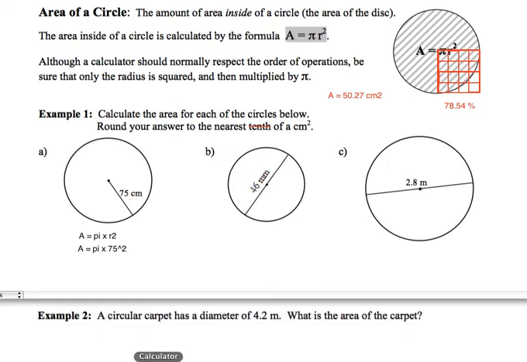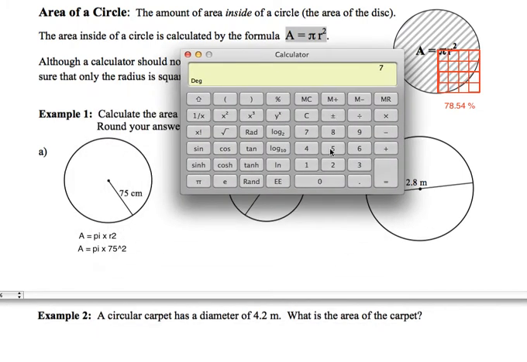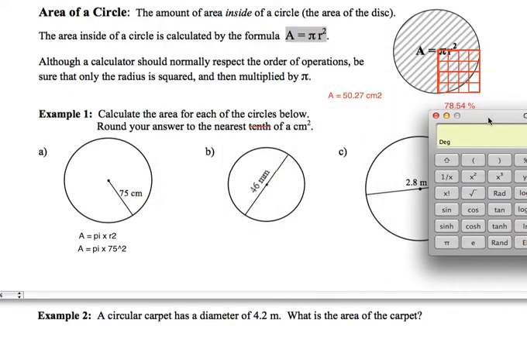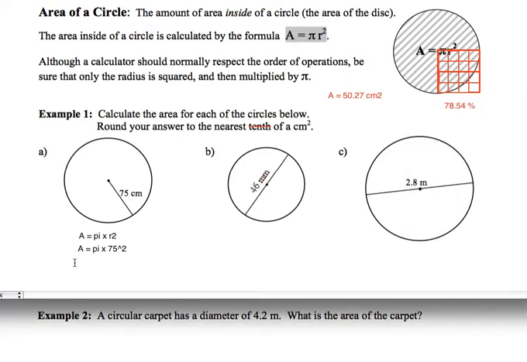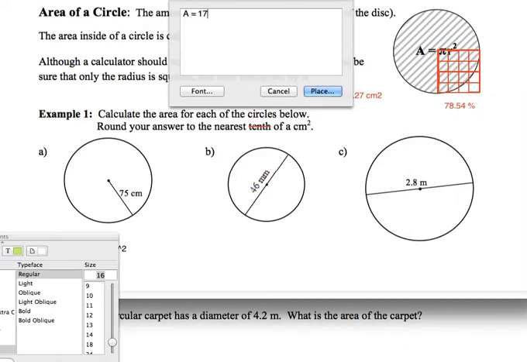And now's when I break out my calculator. I say, calculator, please tell me 75 squared. I could either just hit the squared button or I could say times 75. Either way would be okay. That's 75 squared, 5,625. If that's 75 squared, I know I've got to multiply this by pi now to get my area. I get 17,671.46 centimeters squared. So let me write that. Area equals 17,671.46 centimeters squared.